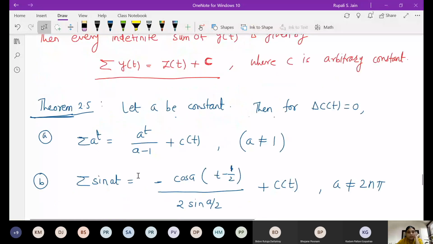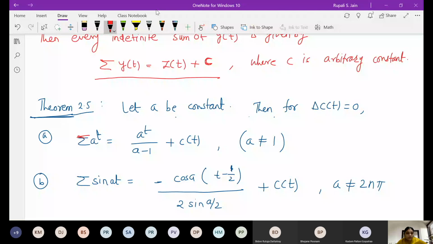So what is given? Let a be constant, any arbitrary constant. What is my C of t? C of t is nothing but a function which satisfies delta C of t equal to 0. Then I want to show that indefinite sum of a raised to t is nothing but a raised to t upon a minus 1 plus C of t. One by one we will go. Now I want to show summation a raised to t is a raised to t upon a minus 1 plus C of t. How will I show this?